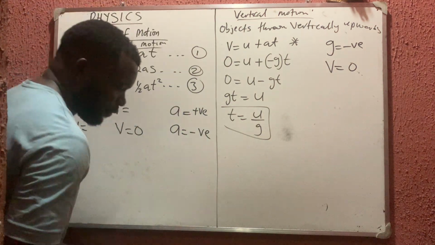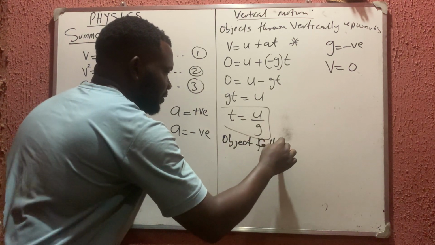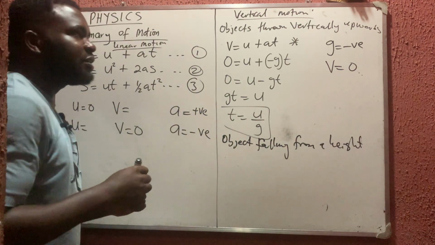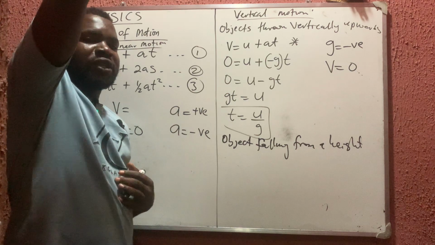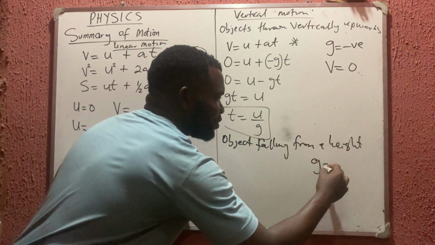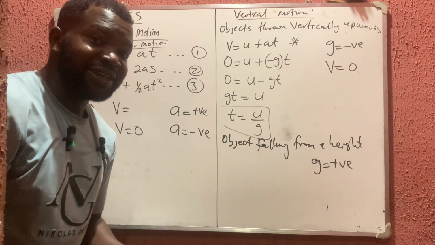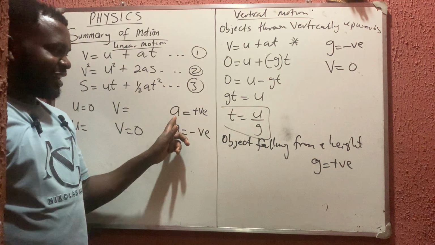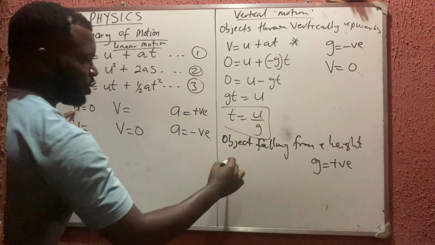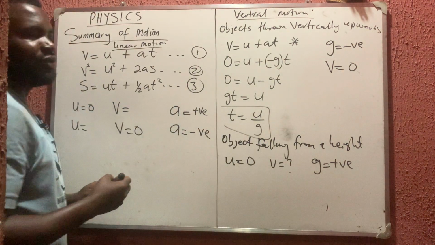But when an object is falling from a height, if an object is already at a height and then is falling, is it moving with gravity? Yes. Since it is moving with gravity, my g must be positive. And if my g is positive, we call it acceleration. If your acceleration is positive, it is normal acceleration. And if it is normal acceleration, it means that your initial velocity must be zero. Then your final velocity will now be that velocity given to you.